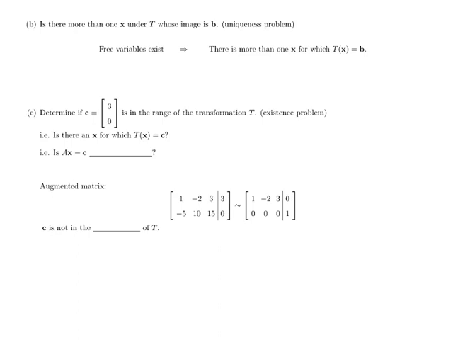So the next question asks, is there more than one x under T whose image is b? We just answered that question by giving new values of x2 and x3 that gave us a new vector that worked. And in general, since free variables exist, there is more than one x for which T of x equals b. There are infinitely many solutions to that system, and it just depends on different choices of x2 and x3.